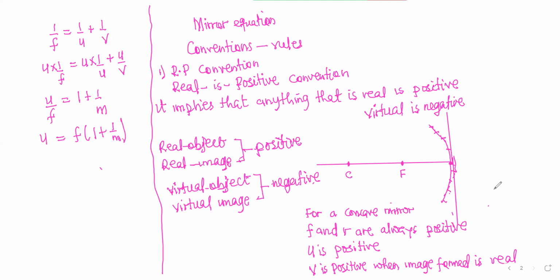So for a concave mirror, F is real, meaning paraxial rays actually converge on the principal axis. Object is always real. But V will depend on the nature of the image formed. If the image is real, V will be positive. If the image is virtual, V will be negative.